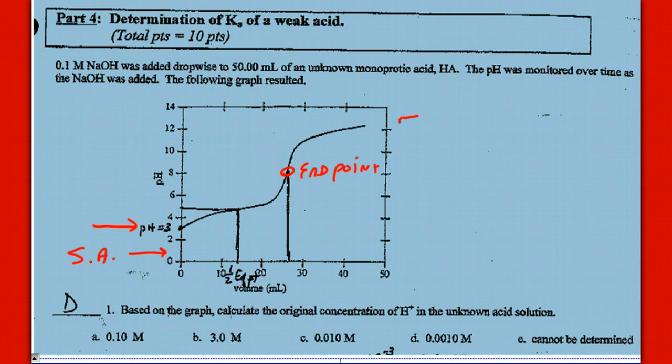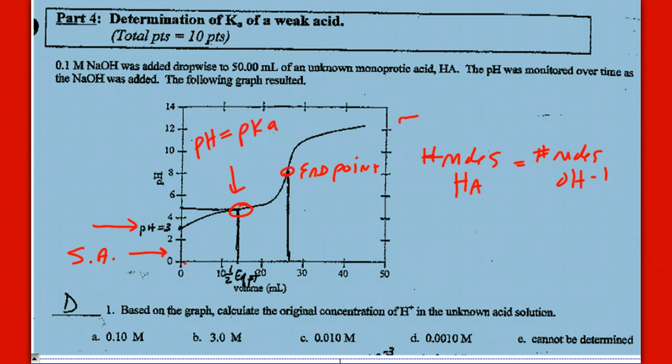And that's the point where the number of moles of acid used will equal the number of moles of hydroxide. The other point you need to know is right here, which is halfway to the end point. This is the point where pH equals pKa for the acid.